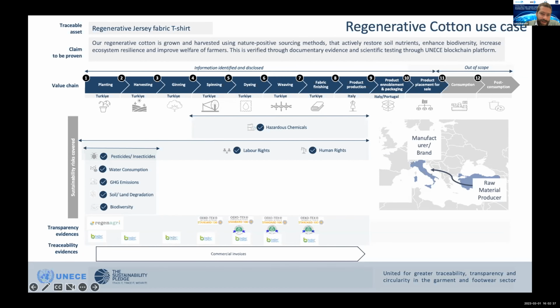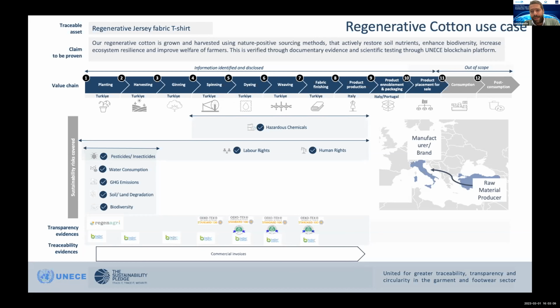So less pesticides, insecticides, lower water consumption, actually not lower GHG emission, but absorption of carbon into the soil. And biodiversity benefits. These are the type of certificates that they employ, including checks on labor and human rights and chemicals in the dyeing, weaving and spinning process.